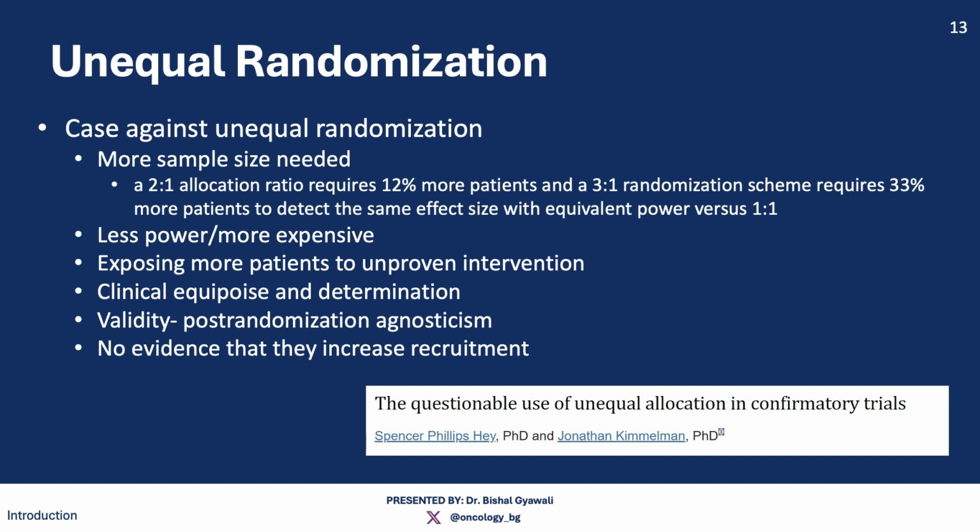And we do not have time to go through the details of why unequal randomization is not ideal. I would recommend people to read this article that I have cited here. But the case against unequal randomization is because an unequally randomized trial needs more sample size than an equally randomized trial. So we need more patients for such a trial. That means it will be more expensive to do such trials, and there will be less power to detect the effect size with unequal randomization.